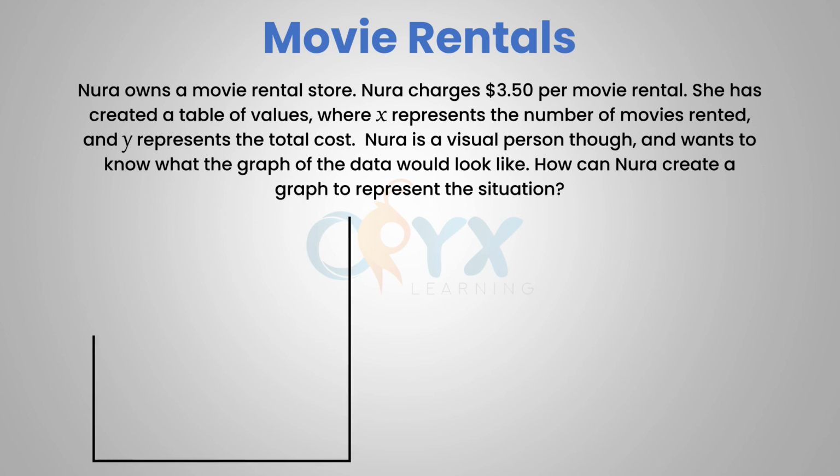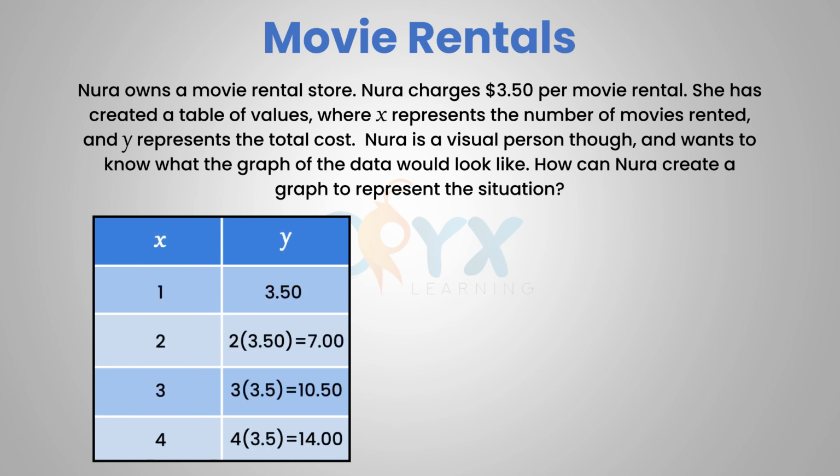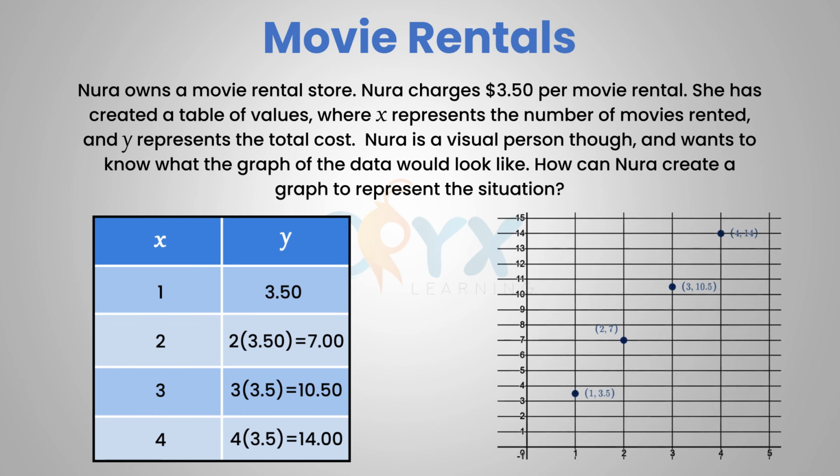So here we have Nura's table, the points (1, 3.5), (2, 7), (3, 10.5), and (4, 14). So we need to plot all of those ordered pairs, and that would give us the graph that looks like this. As you can see, each point is plotted and labeled.